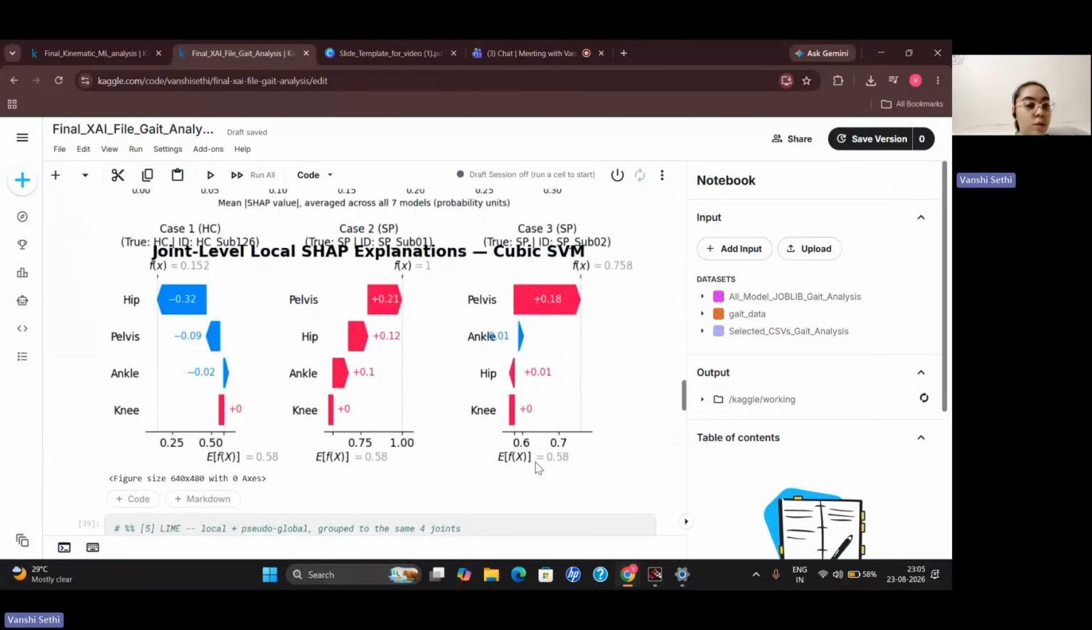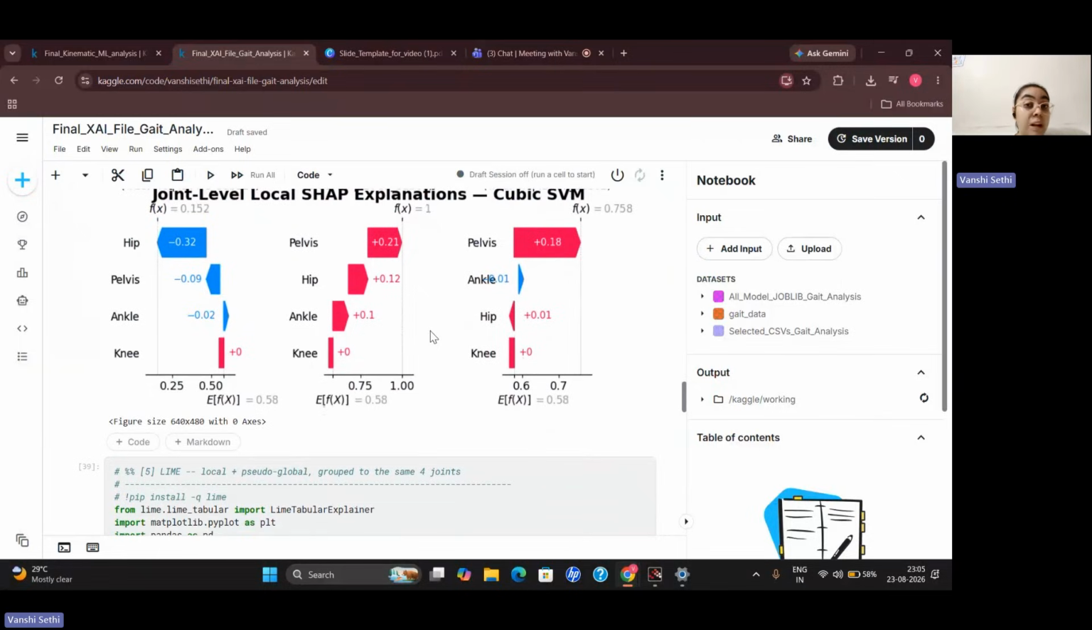These were the waterfall graphs you can see. For the hip, it is blue. For the pelvis, it is red. So that is again the same explanation I want to give, that if the pelvis is stiff, the person is a stroke person. But if the hip is stiff, then it's a healthy person. Means a lot of movement in hip means stroke person. Like that.